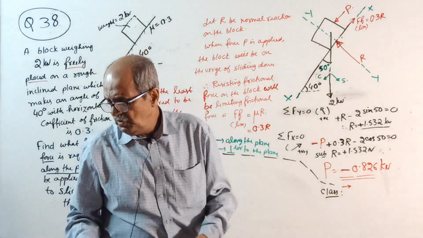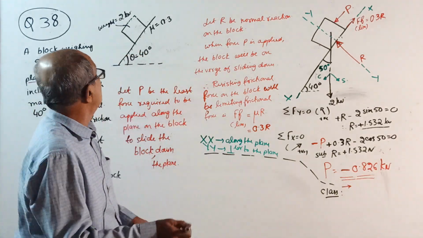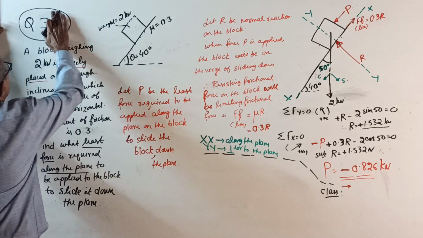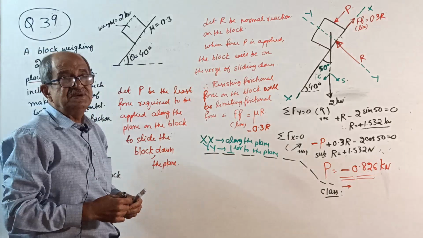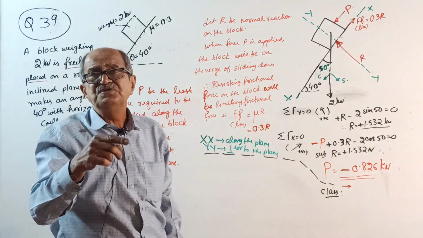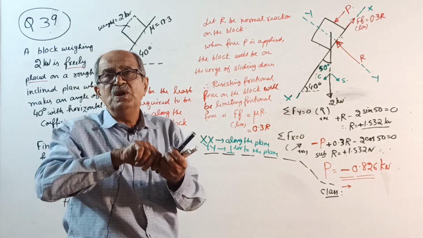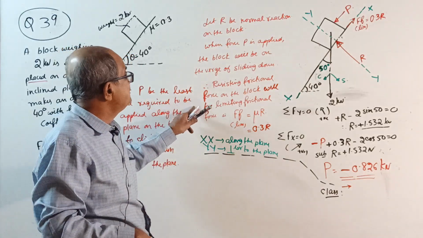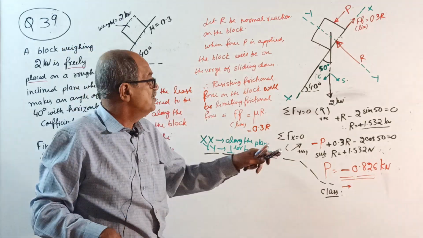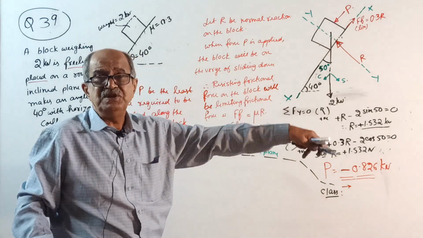Over. Now, next question, 38. See, what I am doing? 39. See, last time, the first question was: what force is required to prevent it from sliding? One question came negative, one came positive. Now, what force is required to slide it down? This question came negative, so the next question will come positive.